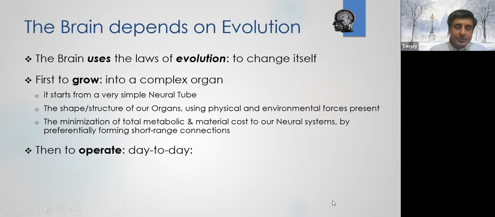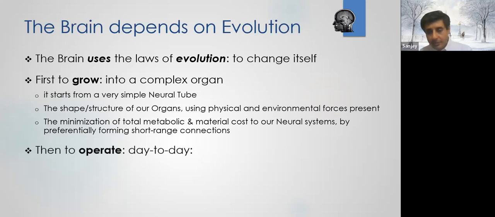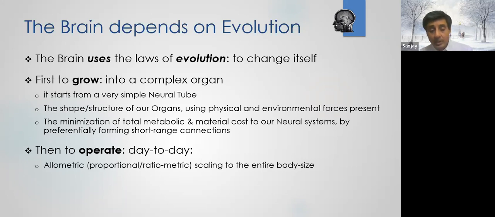So the first set talked about the brain developing prior to birth. And then after we're born, day to day, how the brain operates in all of us today, right at this minute, how our brain is operating is also driven by evolution. One of the principles that affects it is known as allometric scaling.